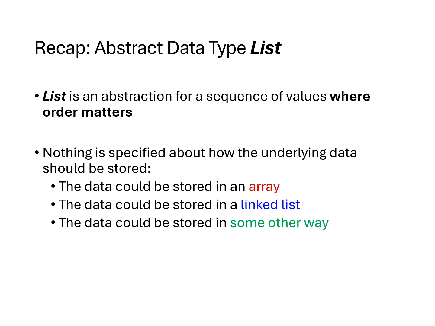As we saw, it could be stored as an array, it could be stored as a linked list, it can also be stored in some other way, not yet known to us, but in the future it could be stored in another data structure. As a matter of fact, if we correctly implement any abstract data type, we should not know or care what the data structure is used underneath. We should not have any access to the underlying data structure.